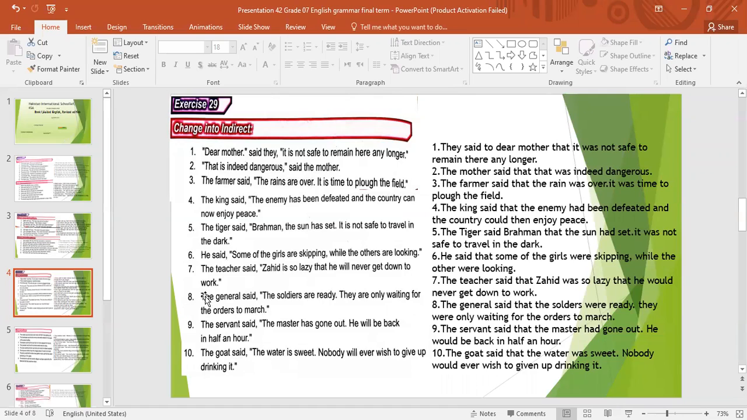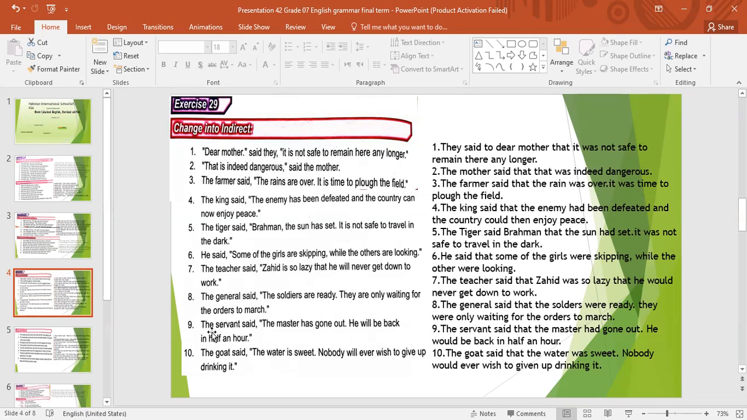Next is number 8. The general said, "The soldiers are ready. They are only waiting for the orders to march." The general said that the soldiers were ready. "Are" will change to "were". They were only waiting for the order to march.